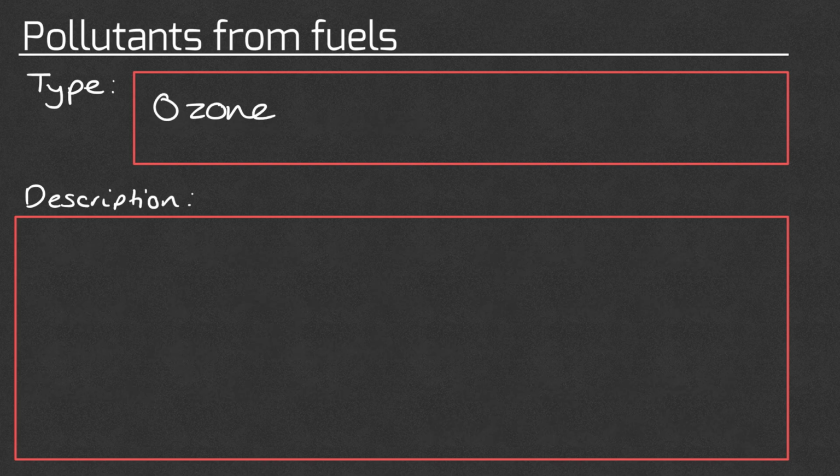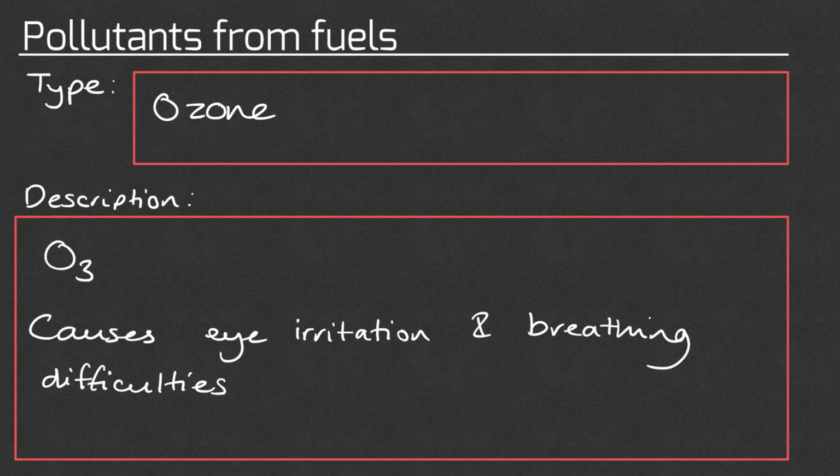Ozone is another pollutant produced from fuels. It has the chemical formula O3. And it can cause eye irritation at ground levels and breathing difficulties if you were to breathe it in. We're going to look at the role that ozone plays in the atmosphere in more detail towards the end of this video.